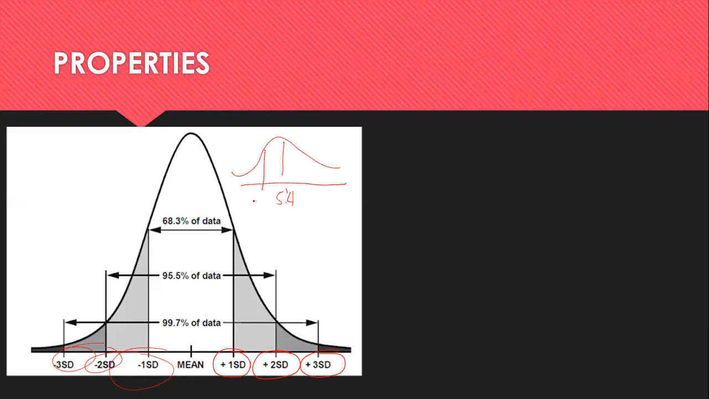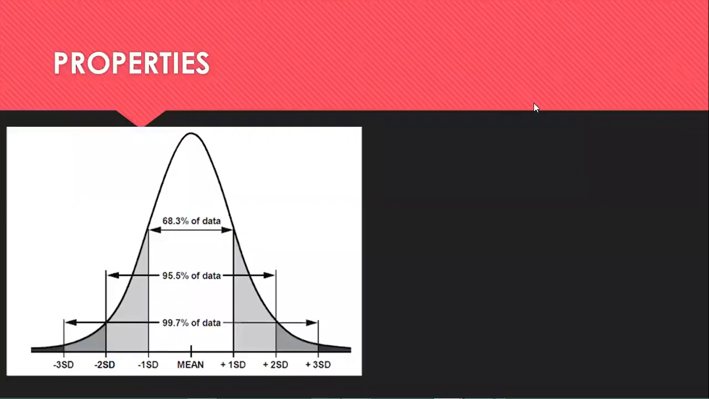But later on, you'll get acquainted with the standard deviation, the normal curve, as we look into more examples about the normal curve and the standard normal curve. Pero later on na yun. Okay. Now, so again, that is the things about the normal curve. Now, let's get acquainted to the properties.